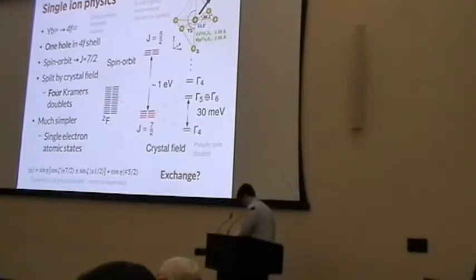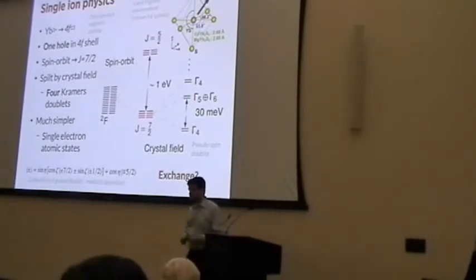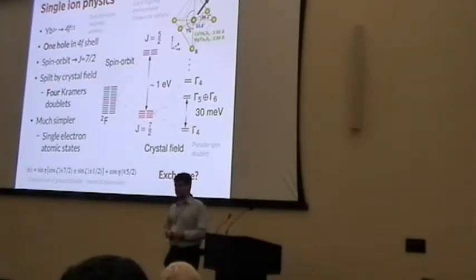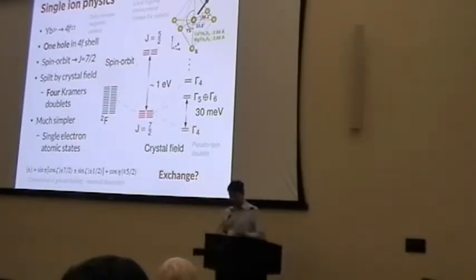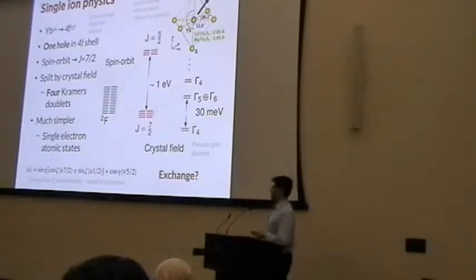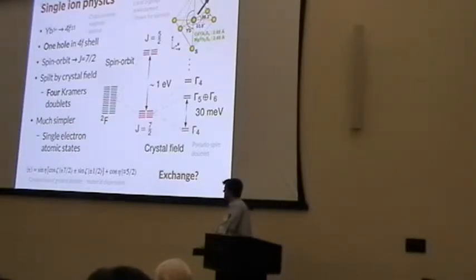Okay, so we want to talk about the exchange physics in terbium magnets. We have to talk about the single ion physics. So this is relatively simple. As I said, you just have a single hole in an otherwise filled f shell, so 4f13. So this is why the atomic physics is simple. You basically just have the L=3, S=1/2 states. Spin-orbit splits this into a 5/2 and a 7/2.